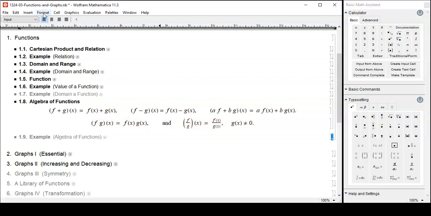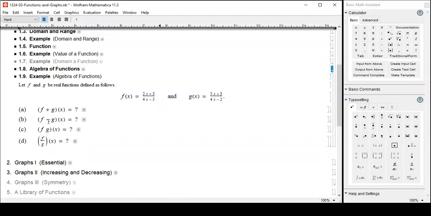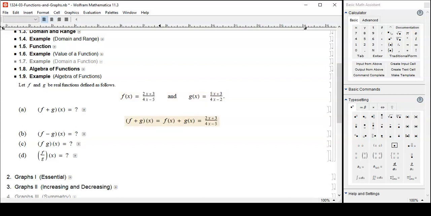Let's see. Do we have some examples associated to that? Oh, indeed, we do. Okay. Let's do f plus g of x with this and that. Ready? By definition, this is f of x plus g of x, adding up function values, and f of x is this, and then g of x is this.